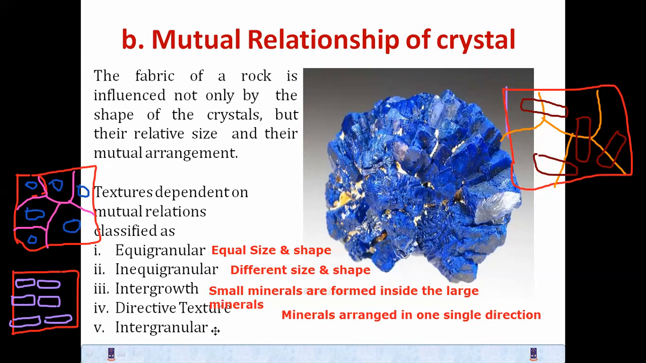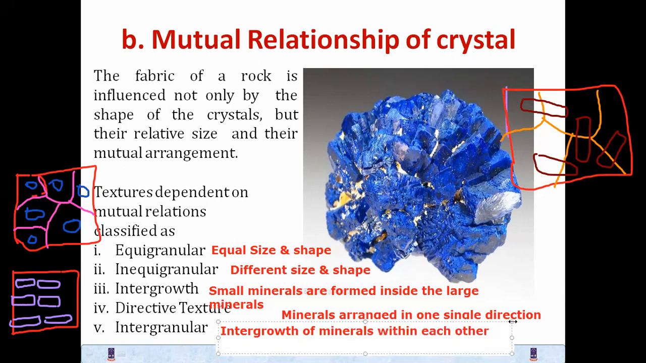Intergranular mineral means intergrowth of the mineral within each other. एकमेकाच्या आतमध्ये वेगवेगळे मिनरल्स काय होत असतात, डेव्हलप होत असतात किंवा तयार होत असतात. Okay, so these are the types of texture of the igneous rock. Igneous rocks हे काय आहेत, important textures आहेत.